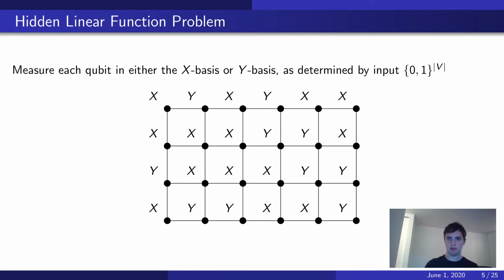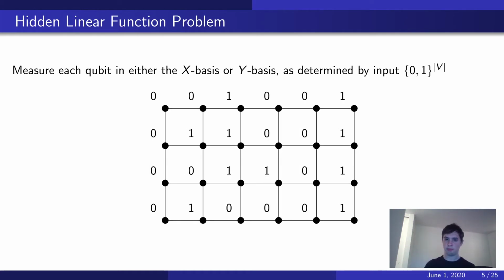So we'll measure in either the x basis or the y basis, and this is determined by yet more input bits. So now we have an input for each vertex, and it tells us which basis to use. And that's it. We get measurement outcomes, say 0, 1 outcomes, and we concatenate them together, and that's the string we return. And surprisingly, this has something to do with quadratic forms and linear functions, but it's, in my opinion, much more easily described with this quantum circuit.